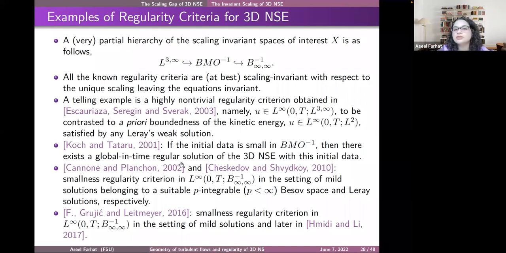For other classes, there have been works by many people like Tataru, Shvydkoy, Sheskidov, Cannone, and Planchon. You have regularity criteria, but basically you need smallness, a smallness condition in BMO -1 or B -1 infinity infinity. You can also prove that the solution for Navier-Stokes can be extended to be regular, or that these conditions will prevent a blow-up. But the only one with no smallness condition is Escauriaza, Seregin, and Sverak.